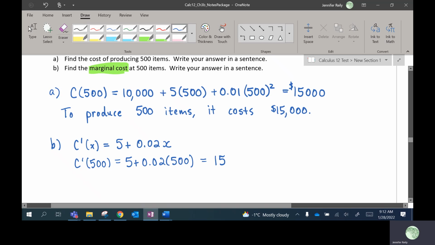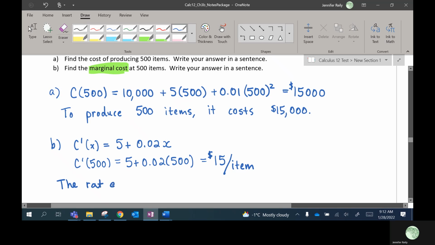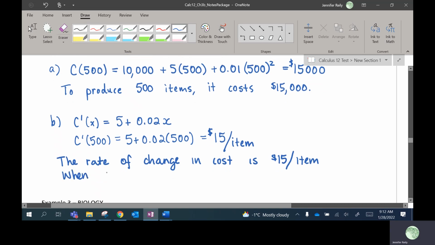So remember, this is a rate of change. So it's the rate of change in cost, so dollars per item produced. So it essentially means if you increase items produced by 1, it would result in $15 more being spent. So the rate of change in cost is $15 per item. And this next part is very important: when 500 items are being produced.